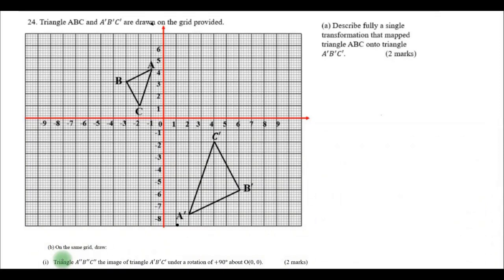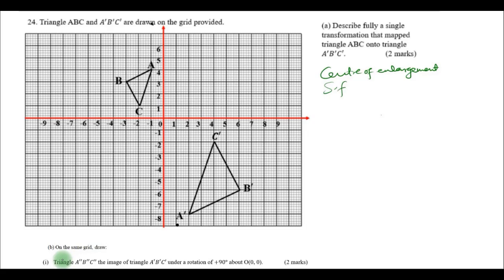Triangle ABC and A prime, B prime, C prime are drawn on the grid provided. So part of the question will describe fully a single transformation that maps triangle ABC onto A prime, B prime, C prime. So in our case here, we need to find a transformation. If you look at the two triangles, it's a kind of enlargement. Now we need to determine the center of enlargement, and also we determine the scale factor. That will be very important in this particular question.